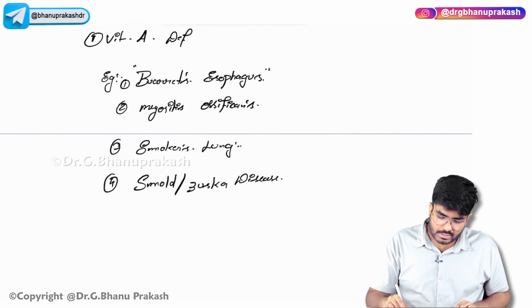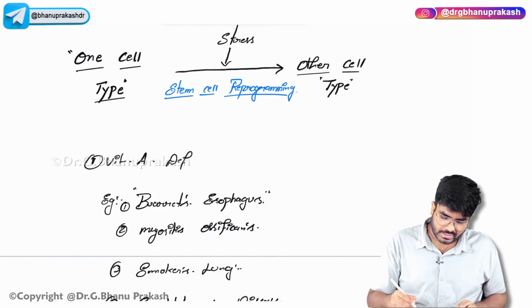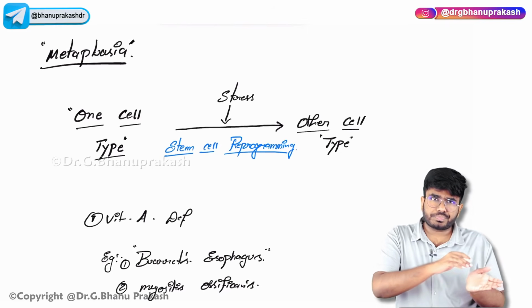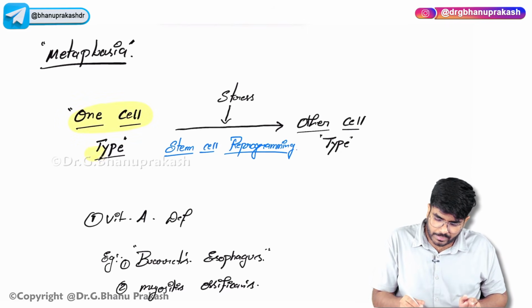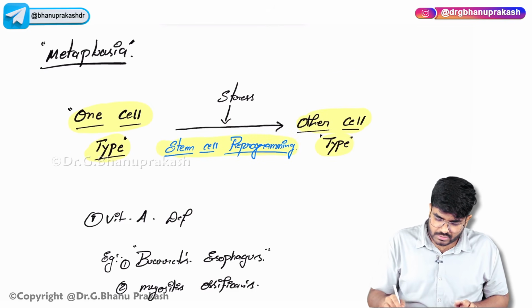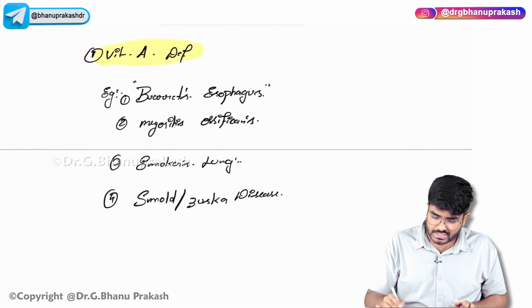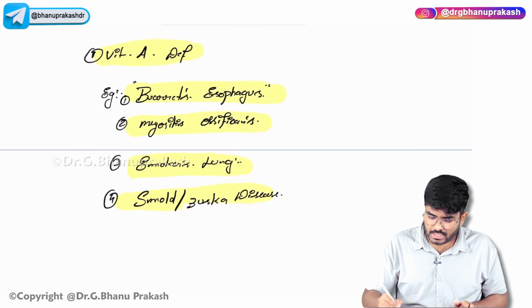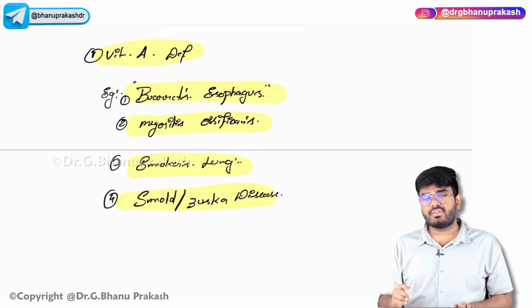So the points which I want you to know here: metaplasia is changing of one cell type into the other cell type. It is because of stem cell reprogramming. It is associated with which vitamin deficiency? Vitamin A deficiency. What are the examples of metaplasia? Barrett's esophagus, myositis ossificans, smoker's lung as well as Zuska's disease. Now, let us see one by one.